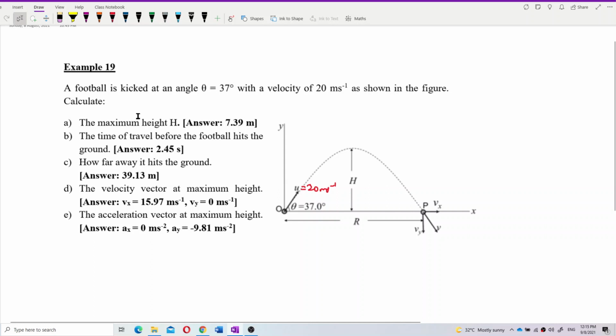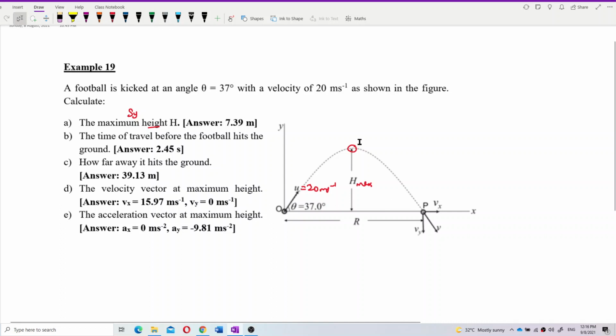Now find the maximum height. Let us just concentrate on part A first. Let us do it part by part. Let's find out the maximum height. For height, we normally refer to the y displacement. So the maximum height is over here. This is the maximum height.